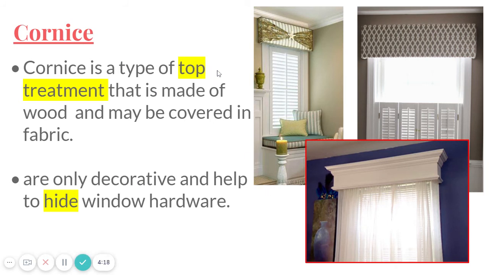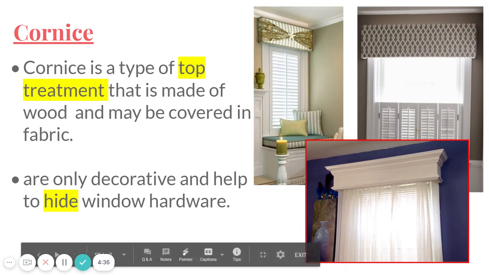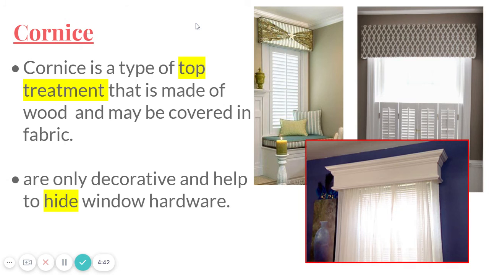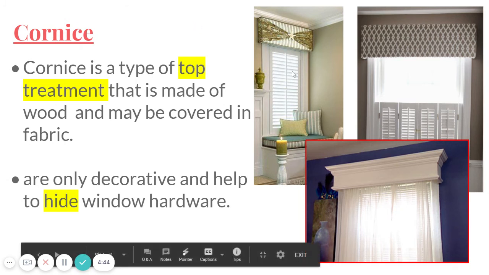All right, this is a cornice. And it is just what we call a top treatment, meaning it only covers the top of a window. And it does fall under the hard window treatments because its base is made of wood, but then it could be covered in fabric, but it's first made of something hard. They're only decorative. They only hide window hardware or create a finished look. They don't ever cover the whole window or really serve any other purpose.